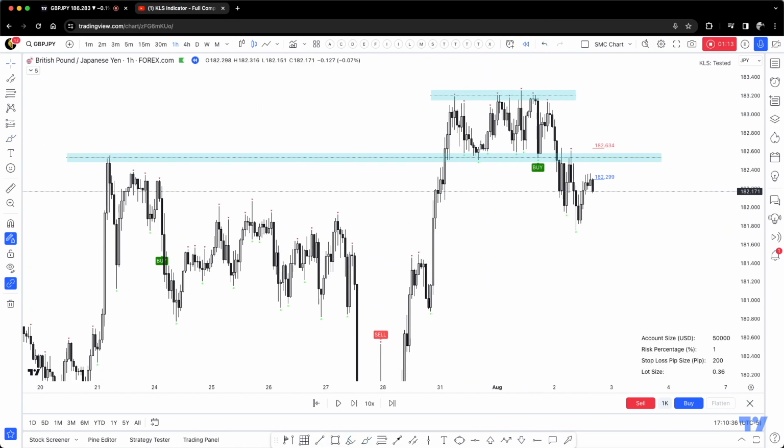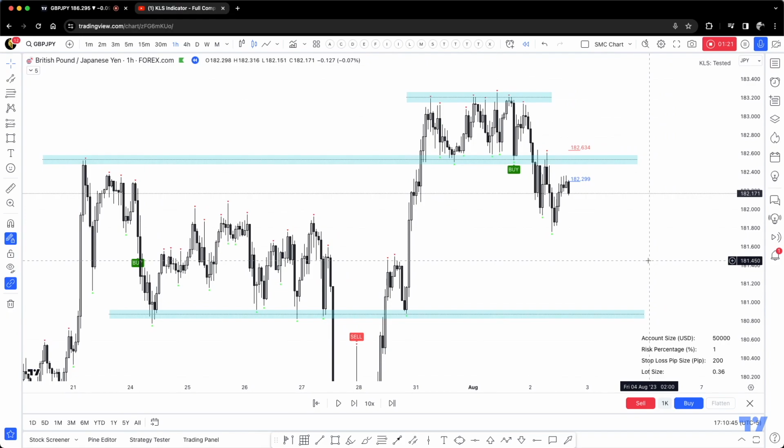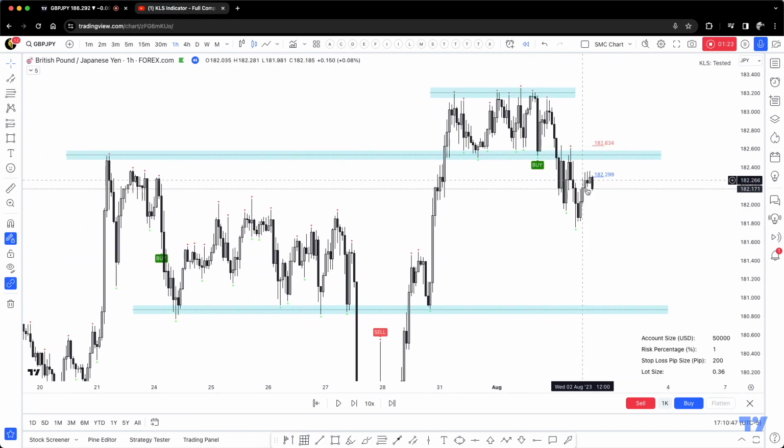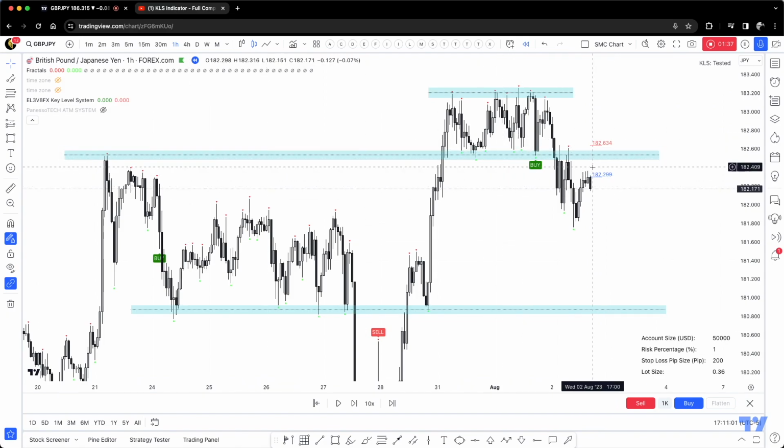I'm going to mark it up here, and I'm just going to try to add some logic into this. Not using an indicator blindly, but trying to catch the best entries. So right here you see that at this point the KLS indicator is actually showing me a potential scenario for a sell. It's already showing me the zone.